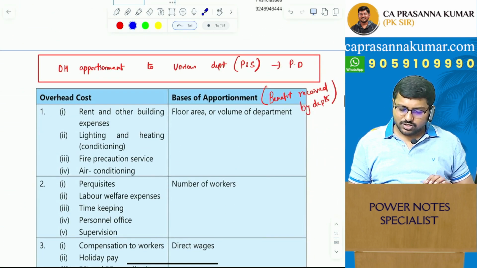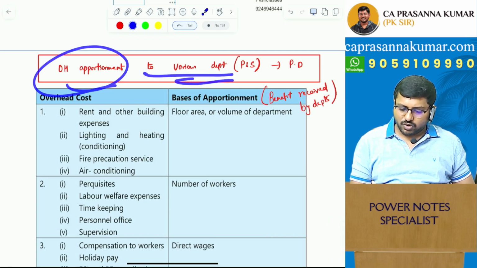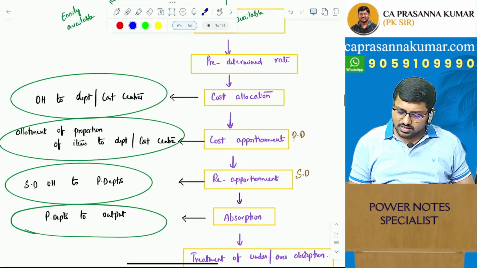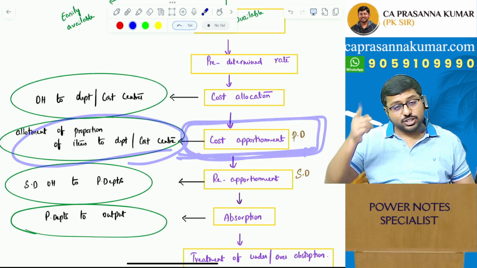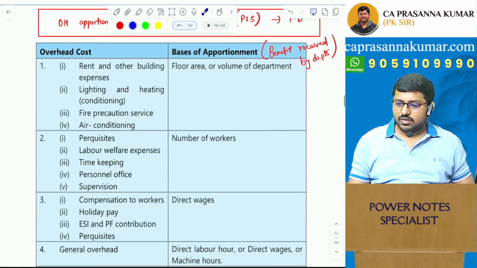Now we're going to start with overheads apportionment to various departments, production and service. We are talking about primary distribution, meaning this step, where overheads will be allocated to all the departments, both production as well as service departments, on a suitable basis. Let's try to understand that. Ready?